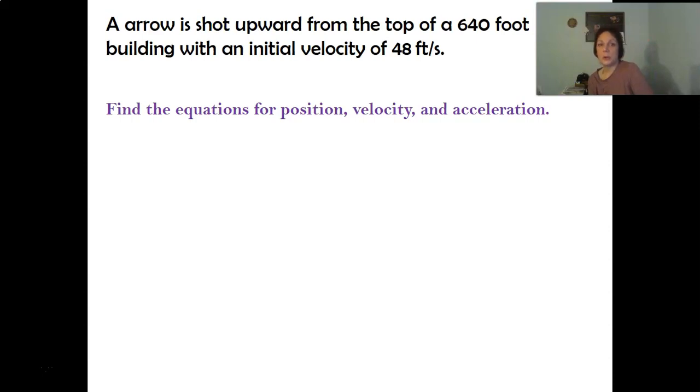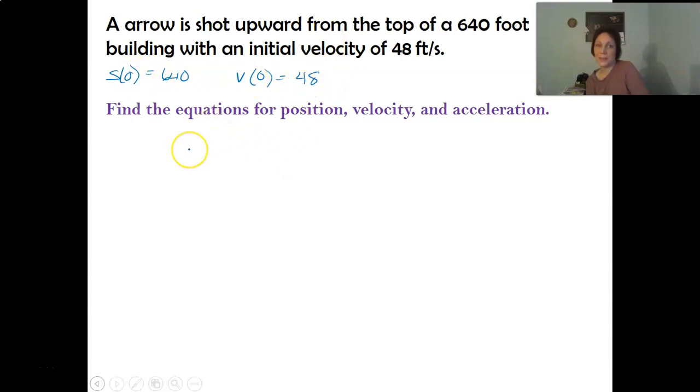So if I look at what they gave me, I know I have an initial position of 640 feet. So it's a shot upward from the top of a 640-foot building. So when the arrow is shot, its initial position is 640 feet above the ground, and it's shot with an initial velocity of 48 feet per second. So here's what I know. S of 0 is 640. If I plug a 0 into my position function, I should get 640. And also at the time of 0, my velocity should be 48 feet per second. So I'm going to use this to figure out what my equation has to be.